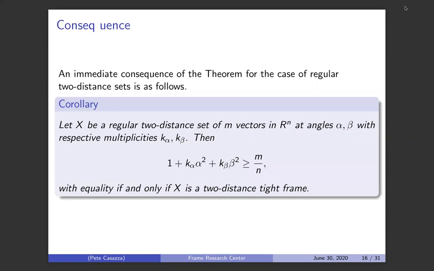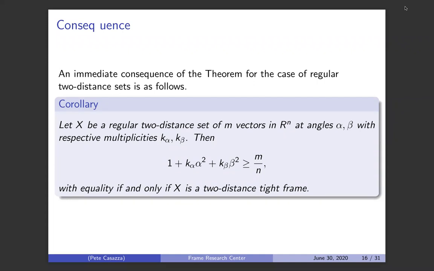An immediate consequence of this theorem for the case of regular two-distance sets is: if X is a regular two-distance set of m vectors in R^n at angles alpha and beta, with multiplicities k_alpha and k_beta, then 1 plus k_alpha times alpha squared plus k_beta times beta squared is greater than or equal to m over n, with equality if and only if X is a two-distance tight frame. And that's because what's on the left is basically looking like the frame potential. It's not exactly, but it comes directly from it.